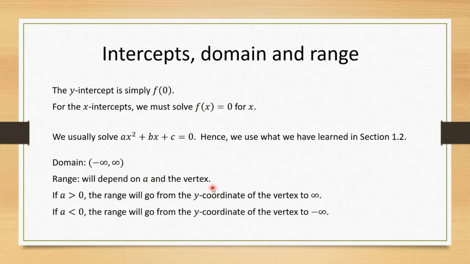It actually does depend on the vertex. It turns out, if your A is positive, the range is going to be the interval from the y coordinate of the vertex up to infinity. And if A is negative, it's going to go from the y coordinate of the vertex down to minus infinity. So the range is going to go up or down. When we do some examples, it will be a little more clear.